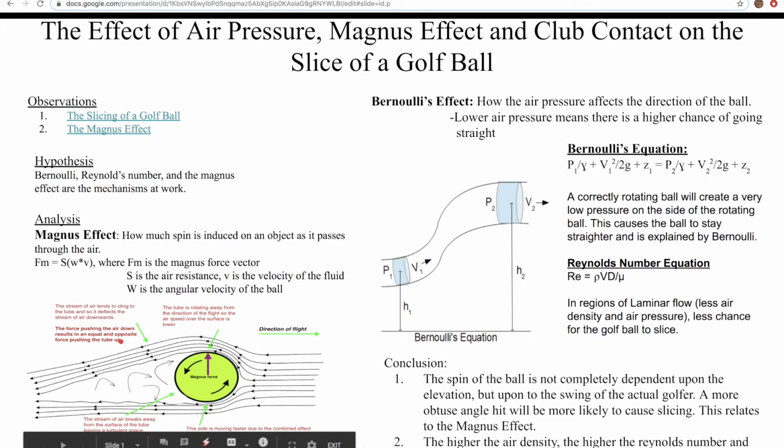So if the ball has an awkward spin due to the way it was hit, the resultant force will cause the ball to slice. So the force, instead of being just down and up, traveling straight, would go either this way or that way, which causes the ball to then slice to the right or slice to the left.